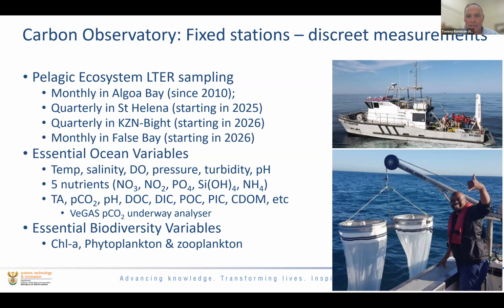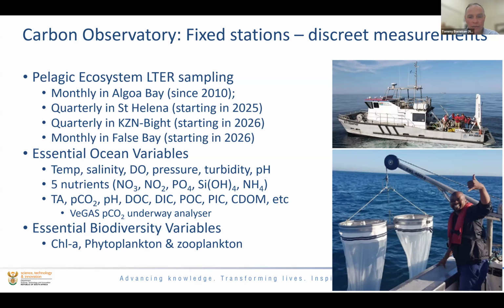And during this sampling at the station, the vessel will go to the station, we'll lower a CTD, collecting all the data with a CTD. With Niskin bottles, we'll collect water samples, analyze them for nutrients, and also collect water samples for analysis of all the carbon species, as well as pCO2, total alkalinity, DOC, DIC, POC, etc., etc.